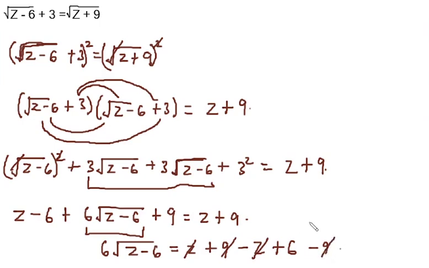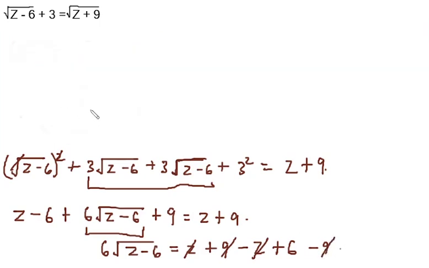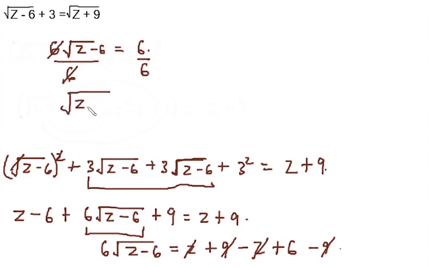So let me clean up space to continue my analysis. Writing out these terms, I have 6 square root of z minus 6 is equal to, and the only term left here is 6. If I need to isolate this radical, I need to remove the 6 from the radical itself, so I'll be dividing both sides by 6. So that 6 cancels out 6, and I'll be left with the square root of z minus 6, and this is equal to 6 divided by 6, which is 1.